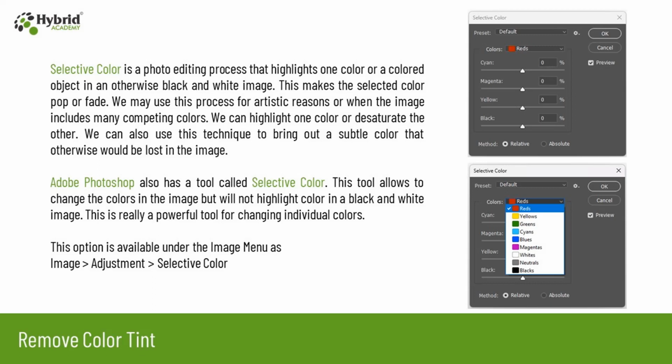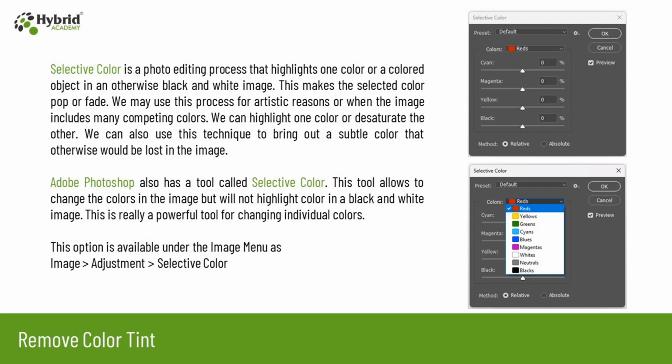Adobe Photoshop has a tool called Selective Color. This tool allows you to change the color in the image but will not highlight color in a black and white image. This is a really powerful tool for changing individual colors. This option is available under the image menu as Image, Adjustments and Selective Color.